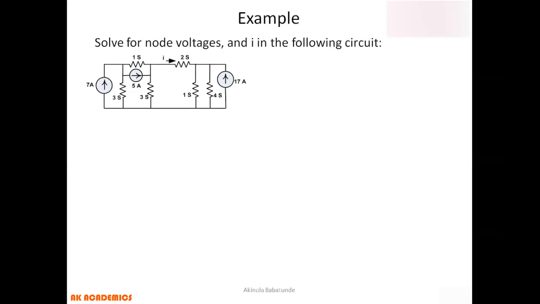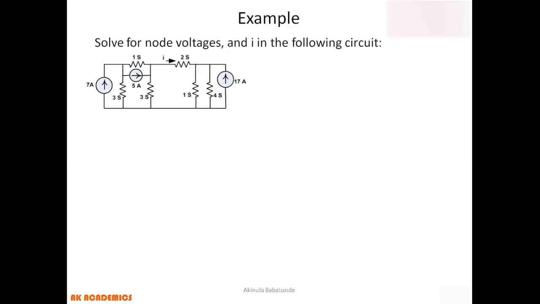So from this example, what we will find out is that the first thing you want to do is solve for the node voltages and current I in the following circuit. So this is the current I, and then we have to solve for the node voltages. The first thing you want to do is identify your node voltages. Before you can start identifying the node voltages, you identify the reference voltage first.